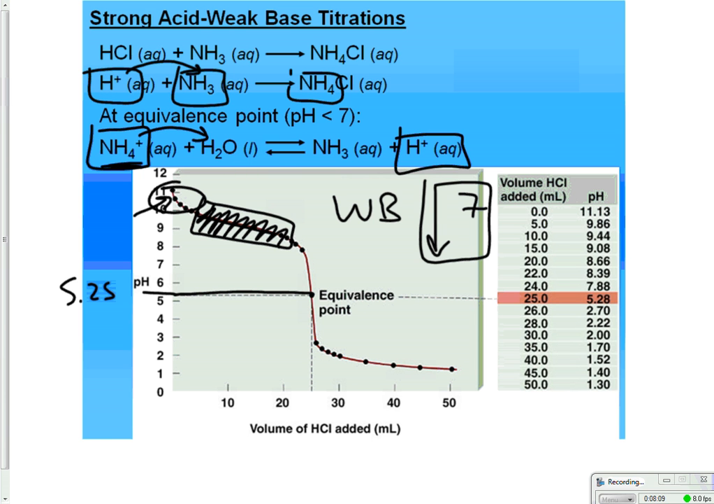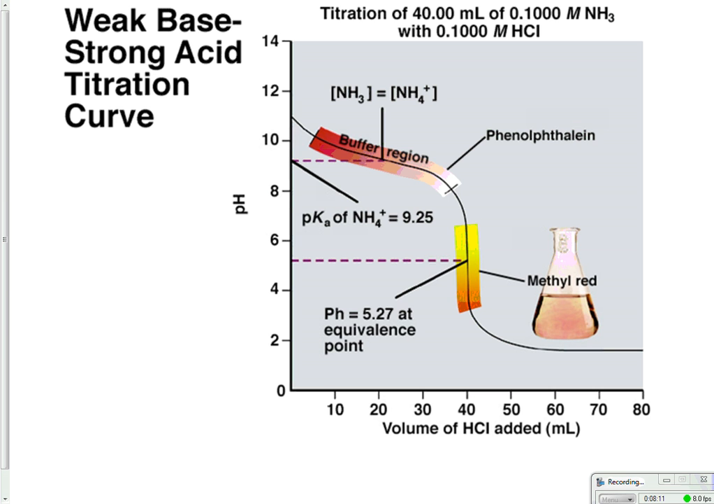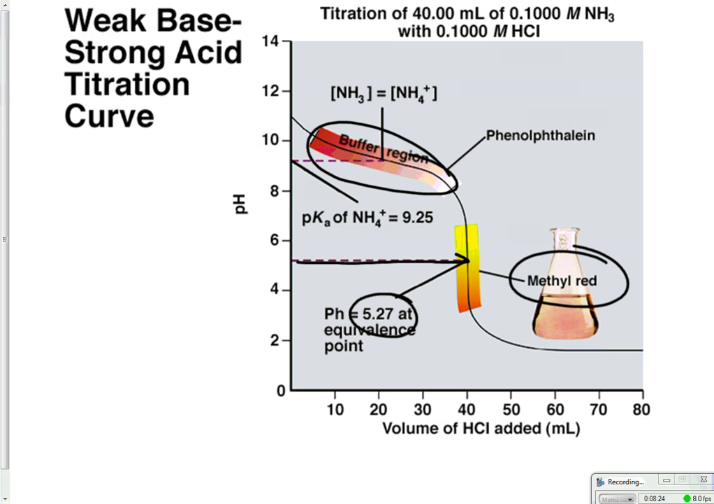A couple other things. Here's the buffer region highlighted again. You have the pH at equivalence point would be 5.27. So then using the pKa, an ideal indicator for this would be methyl red, because the pKa for methyl red, if you look it up, is very close to the pH at equivalence of 5.27, and that's how you would justify it.